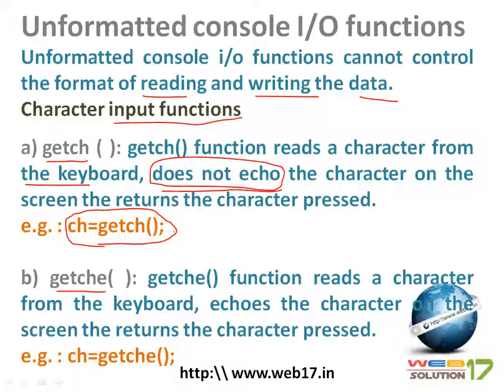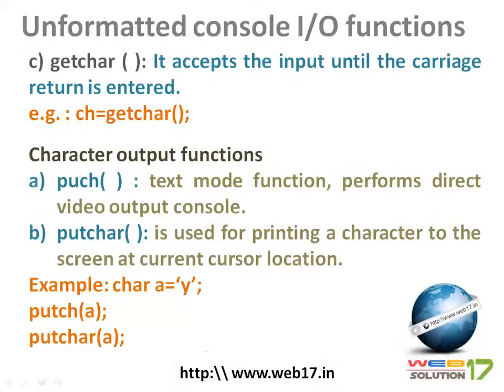Now we are taking getchar, which accepts input until the carriage return is entered, meaning until the enter key is pressed. Similarly, we can input a number of characters until we press the enter key, but it will accept only the first character and store it in ch. Now for character output functions, we have putch and putchar. Both functions are used to put a character on the screen, to show the character on the screen.